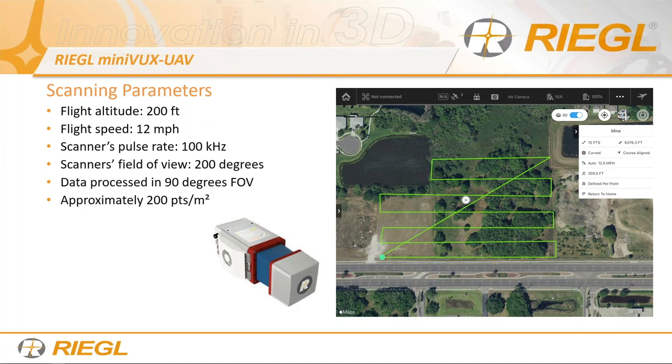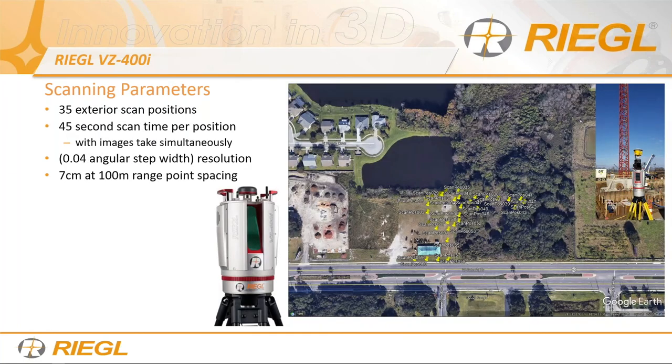Scanner view was 200 degrees, but we only processed the data within the 90 degrees. This gave us approximately 200 points per square meter. So the very dense point cloud, and later on when you see this all merged together, it's going to be absolutely amazing. And the picture that you saw on the screen now is about the area that we cropped out, right? So this thing has a lot more data spread. We just cropped it out to that area. And then of course the terrestrial laser scanner.